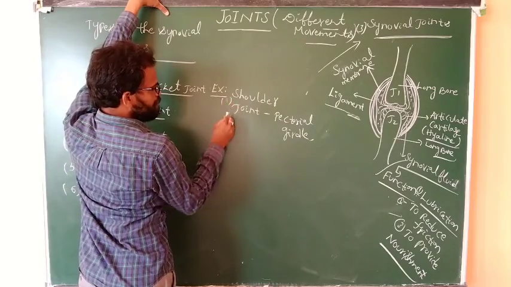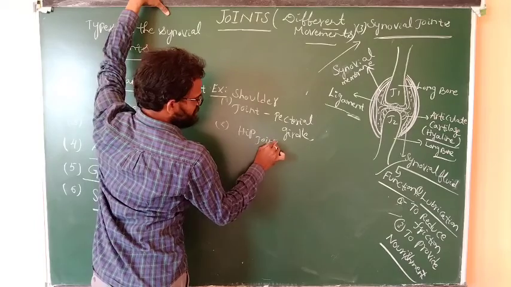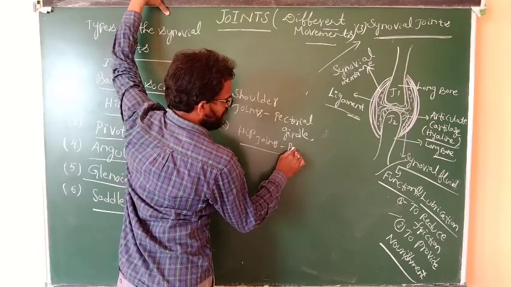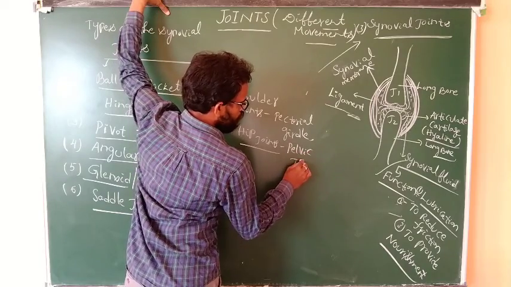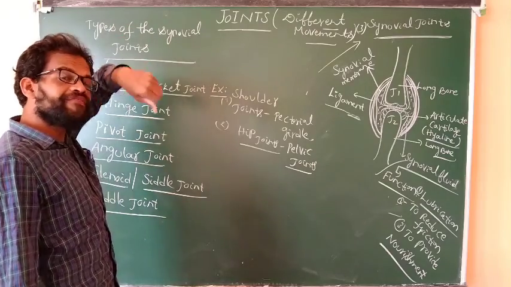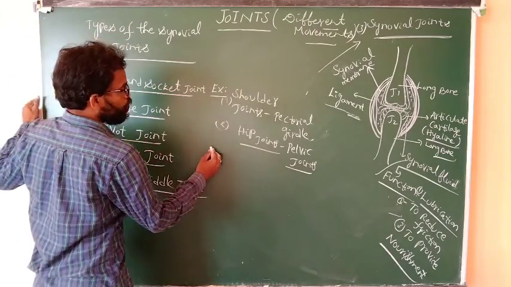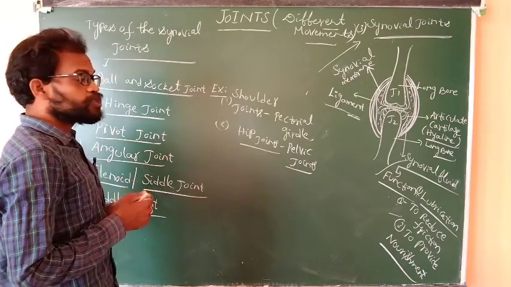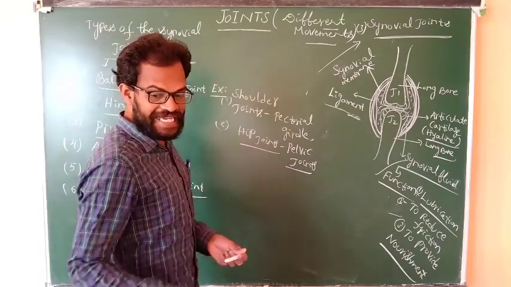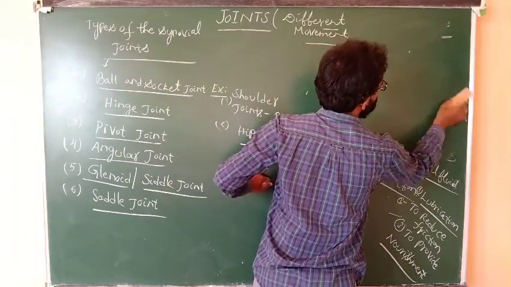The next one is the hip joint. The hip joint is nothing but the pelvic joint. Hip joint means pelvic girdle. And the shoulder joint is the pectoral girdle. These are ball and socket joints.